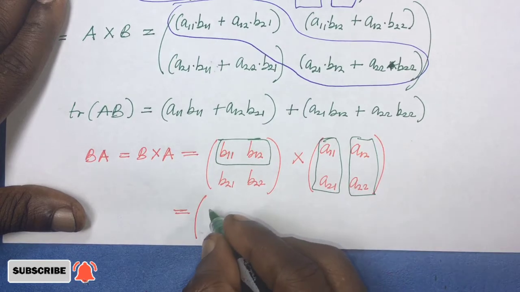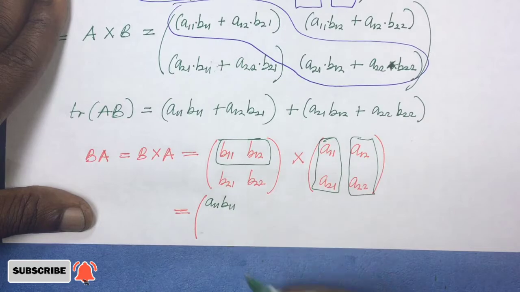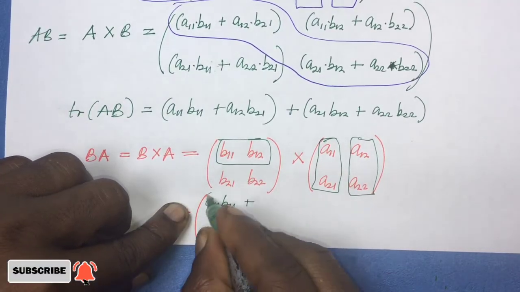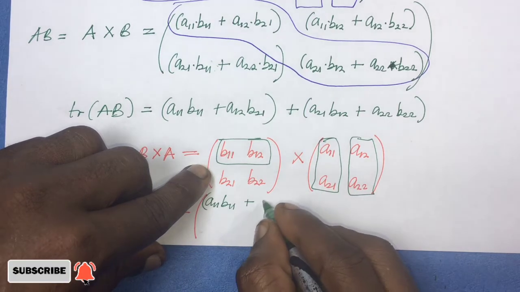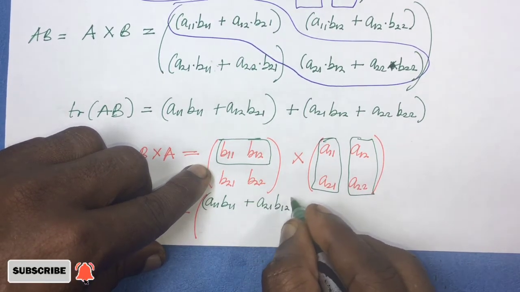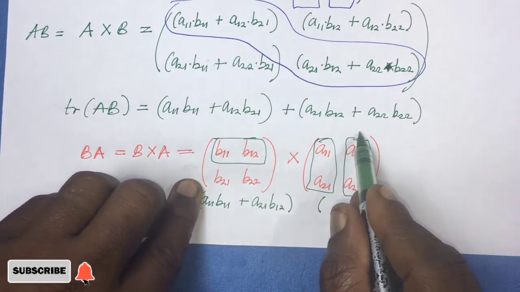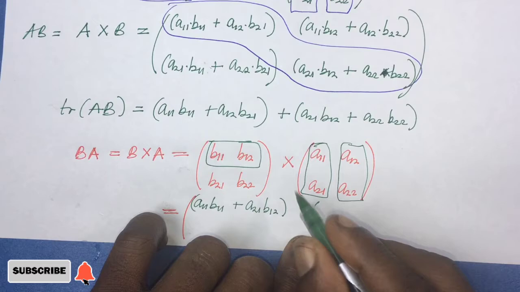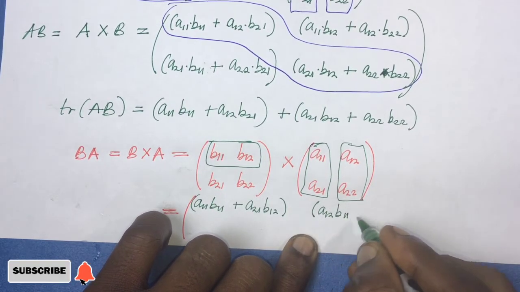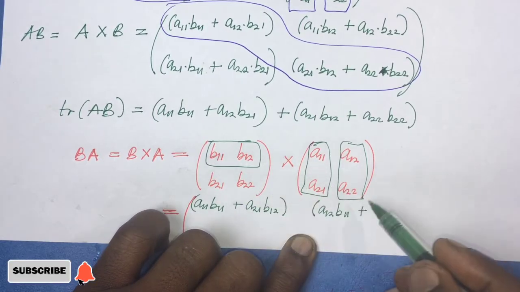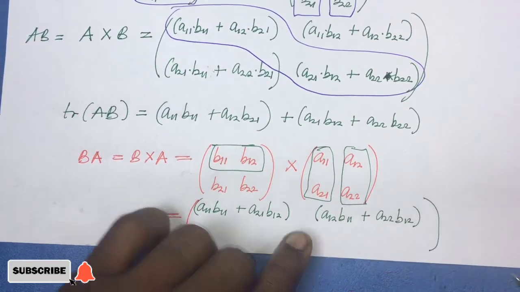B11 times A11 will give you A11, B11, okay? Plus B12 times A21 will give us A21, B12. Then come over to this place. Use this first row to multiply this, the second column. You will have B11 times A12 will give you A12, B11 plus B12 times A22 will give you A22, B12. And that ends that.